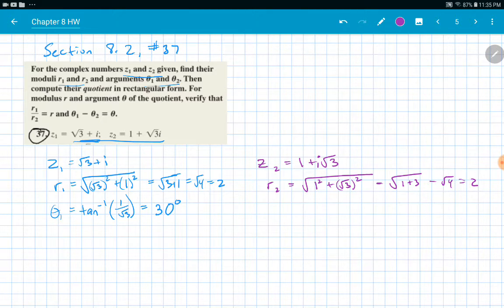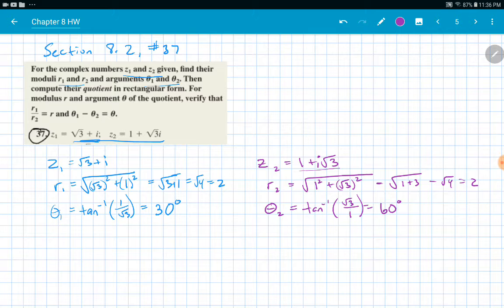So I get the square root of 1 plus 3, which is the square root of 4, which is 2 also. And theta 2, again, these are both positive, so it's in quadrant 1. So theta reference and theta will be equal. So I get theta equals tan inverse of b over a, which is 60 degrees. And so I found r1, r2, theta 1, theta 2.